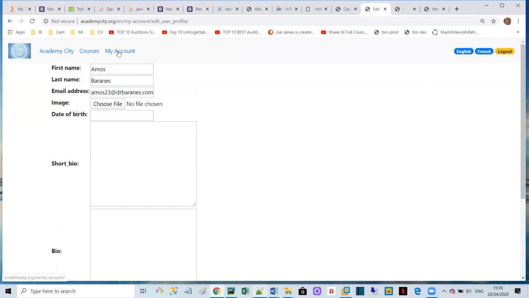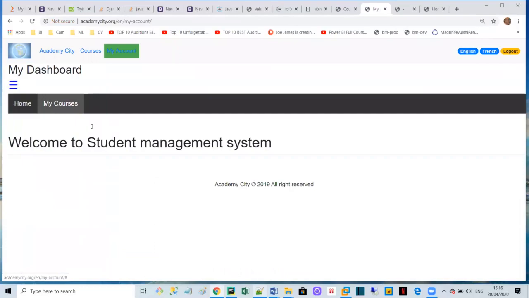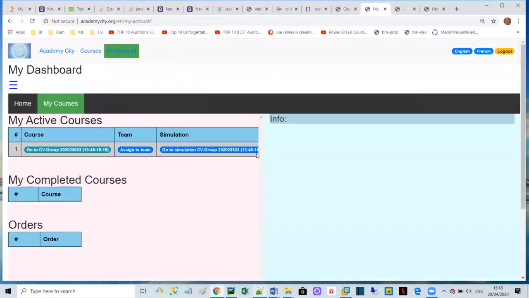Then, after you do this, let me go back to the account, and I go to management and my courses. If you notice, I registered to the course. It gives me the name of the course. If I click here, it will take me to the course. If I click here, it will take me to the simulation. This one allows me to join a team.